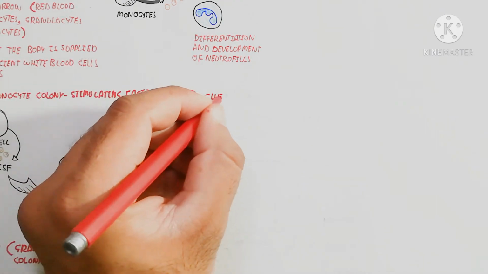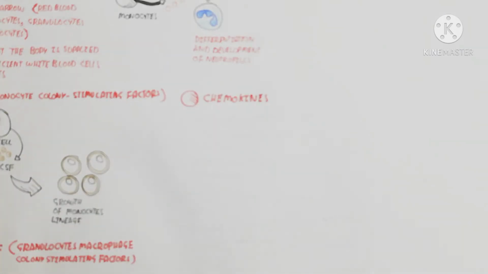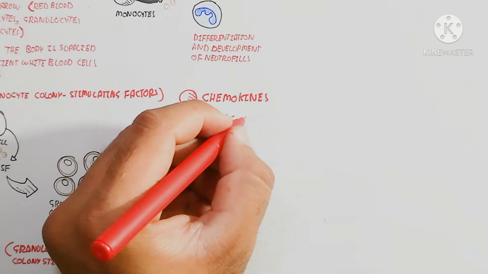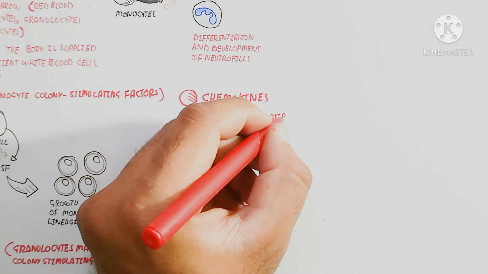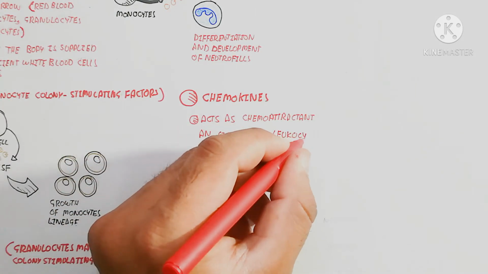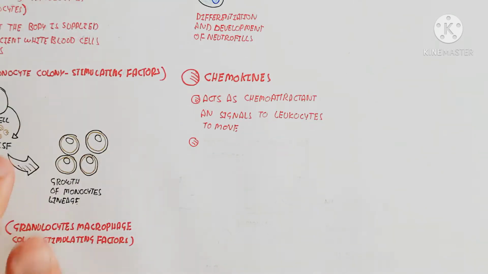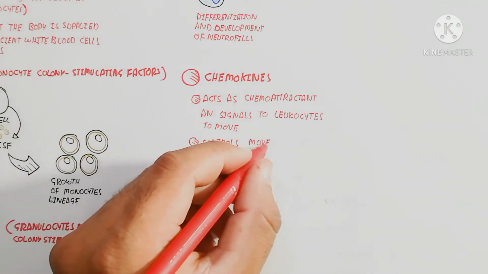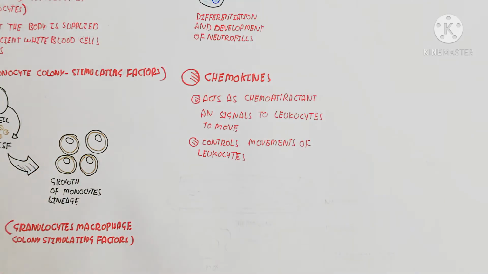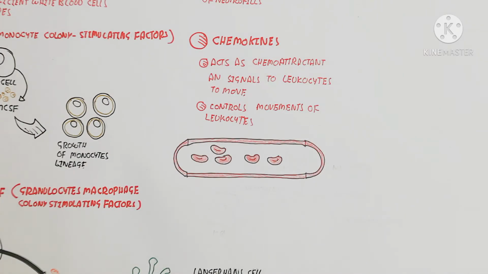On the other hand, the chemokines, the last one, is important for you. They act as chemoattractant and signal leukocytes to move. Chemo means chemical, kinetic means movement. So they act as chemoattractant and signal leukocytes to move. So that controls the movement of leukocytes.